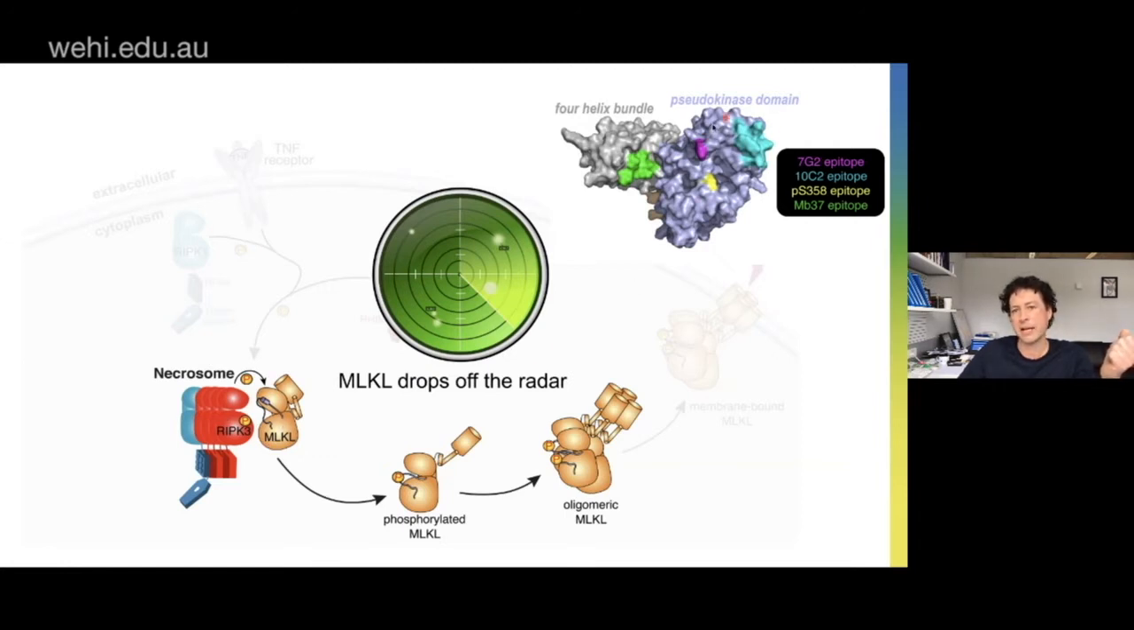RIPK3 engages this part of the MLKL molecule. This is the C-terminal domain of MLKL, and where RIPK3 binds MLKL overlaps with where our monoclonal antibodies recognise MLKL. So we think the binding of RIPK3 to MLKL sterically prevents our ability to pick up these steps in the pathway. So this is when MLKL is at the necrosome being phosphorylated and oligomerized.